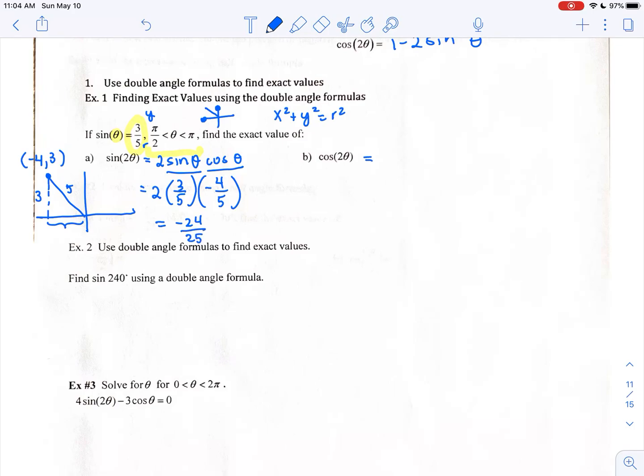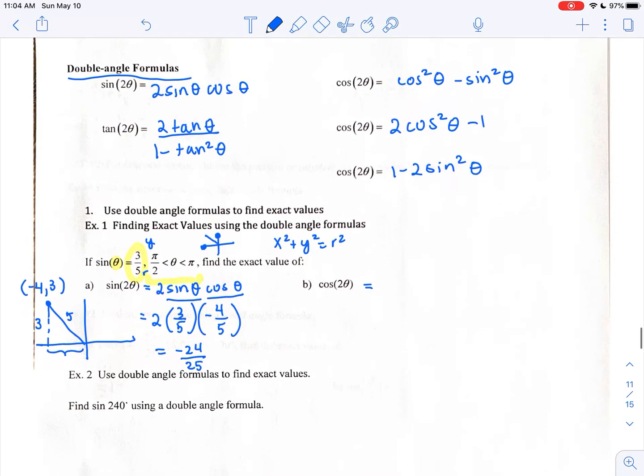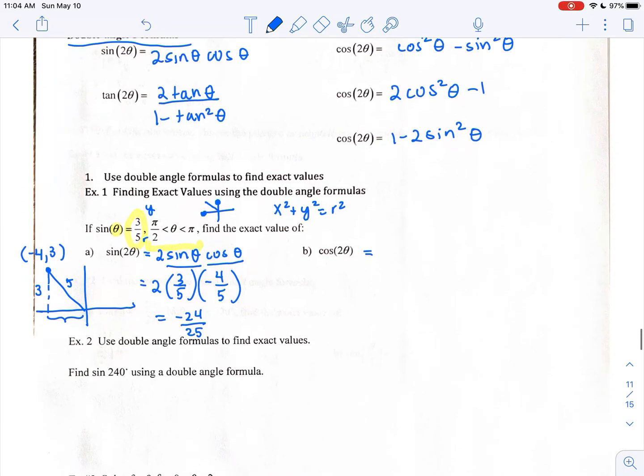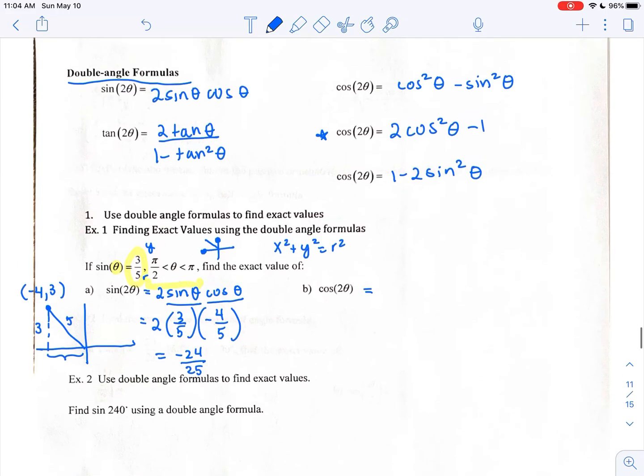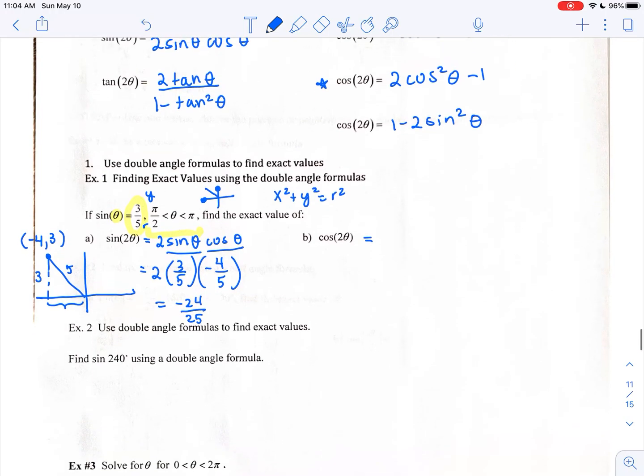For cosine of 2 theta, you have 3 different formulas you can pick from. It's up to you which formula you want to work with, but all 3 will yield the same answer. If you have just a single trig function to deal with, like cosine of 2 theta equals 2 cosine squared of theta minus 1, you only need to find cosine of theta and square it, versus having to find cosine and sine in the first one and then square each of those. So I usually pick either the second or third formula.